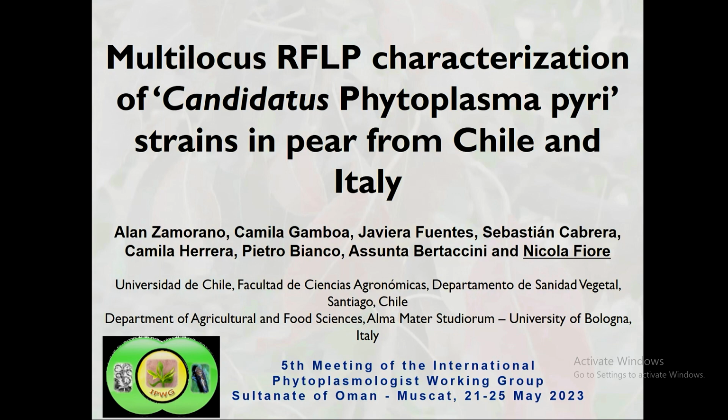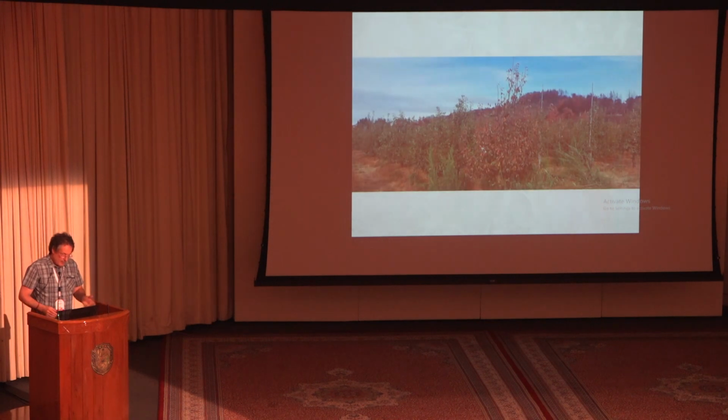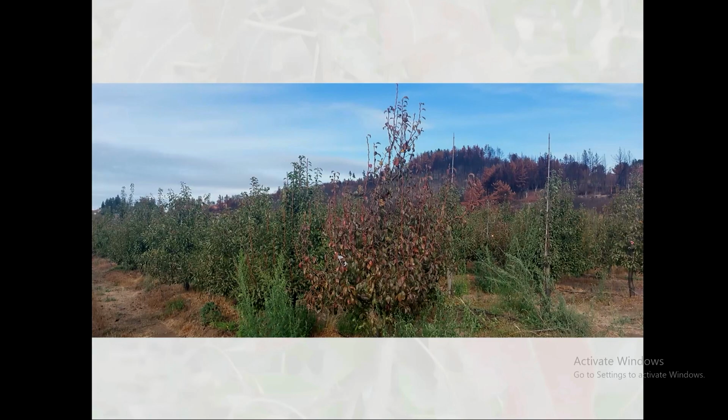Especially the collaboration with Assunta, and this is a part of the work developed by a student from the University of Bologna, who did a stage in my university to develop his undergraduate thesis, Pietro Bianco. The pear decline was found in Europe, in Italy, about in the year 60, and reported in Chile in 2017, although it was detected before. The idea of this work is to see if there are some differences between the strain found in Italy and those found in Chile.